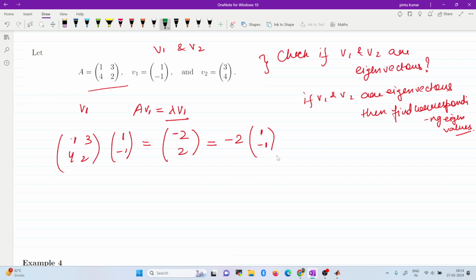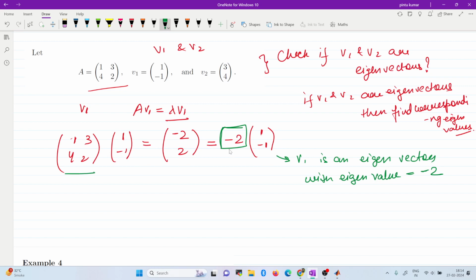So what did we infer? v1 is an eigenvector with eigenvalue equal to minus 2. This is the factor by which the vector got multiplied after we passed it through the matrix A. So this is my eigenvalue and this is my eigenvector for this particular matrix. Let's check for the other one also.